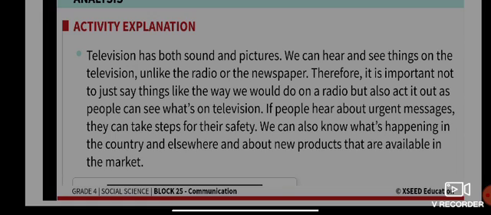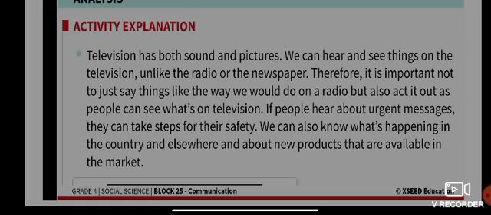So we can hear and see things on the television, unlike the radio or the newspaper. In radio you can hear people's voices, but you cannot see them. In a newspaper you can see the picture of a person, that is through a picture that is posted in the paper. And then you can see the writing, but you cannot hear people speaking.